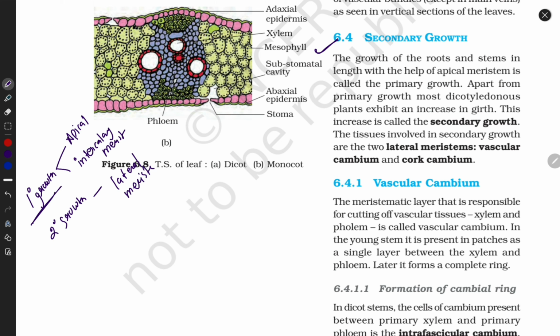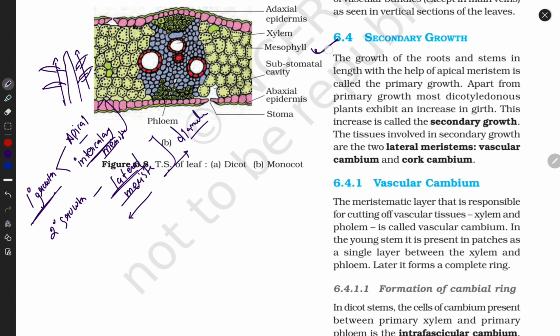Guys, primary growth increases the length of the plant, the length of the part. Intercalary meristem is responsible for leaf growth, branch growth, and flower growth. And lateral growth increases the diameter of the plant. Primary growth increases length; secondary growth increases diameter. Now you understand. Now we will discuss secondary growth.